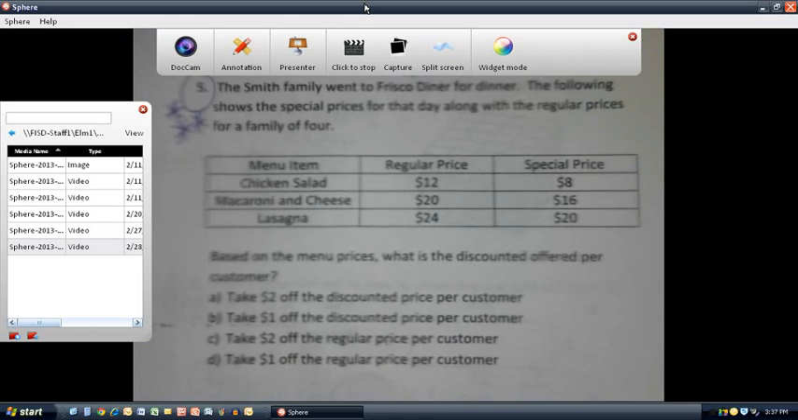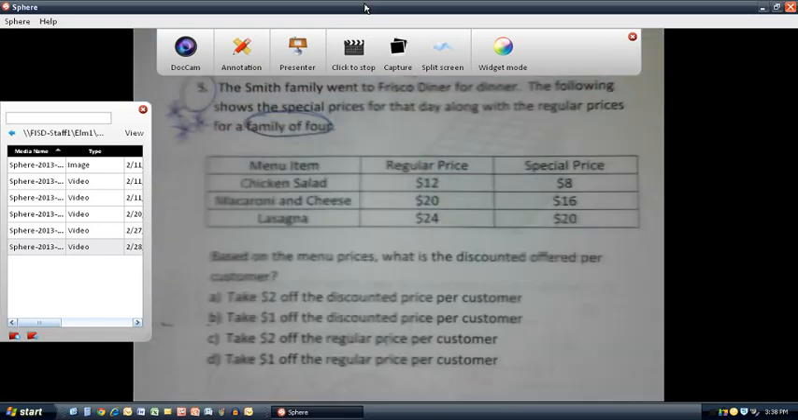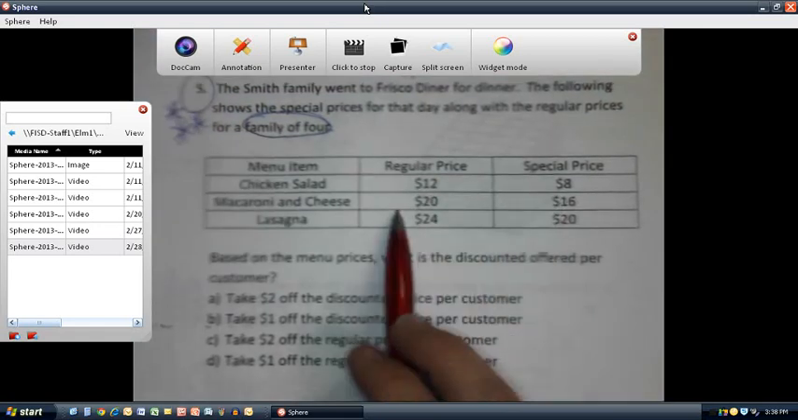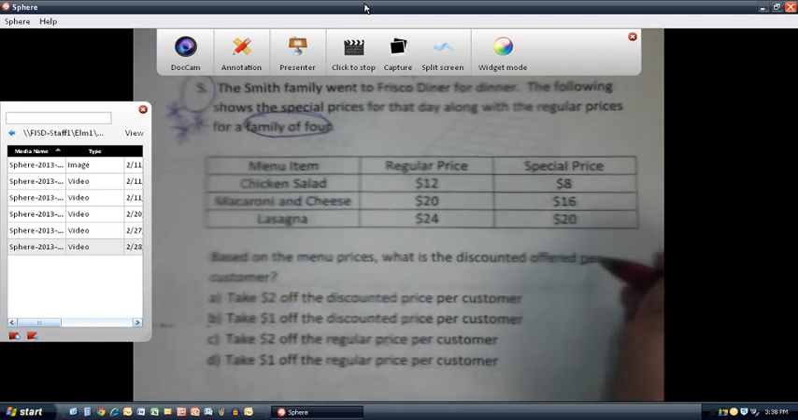The Smith family went to Frisco Diner for dinner. The following shows the special prices for that day along with the regular prices. Here's the big one: these are the prices for a family of 4. Based on the menu prices, what is the discounted offer per customer?